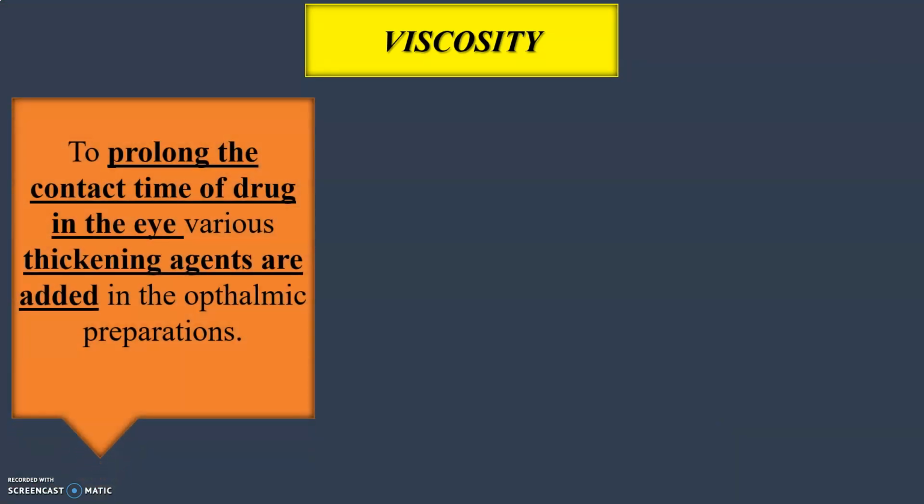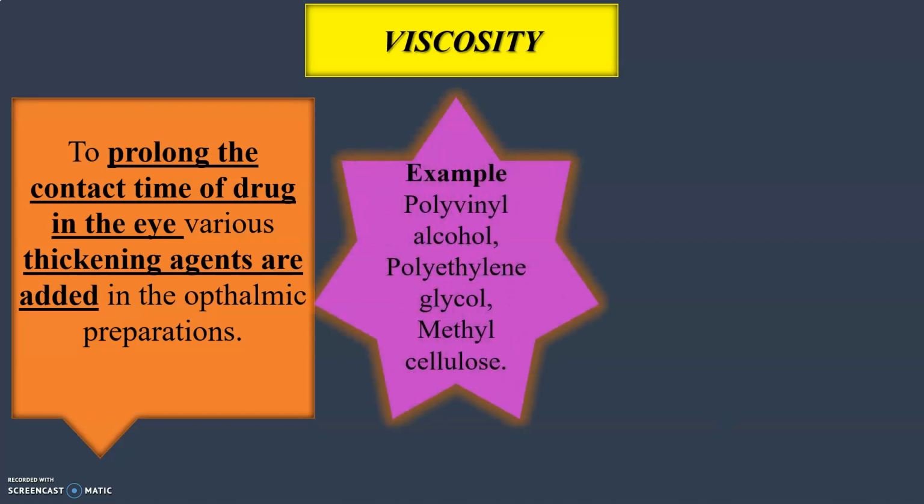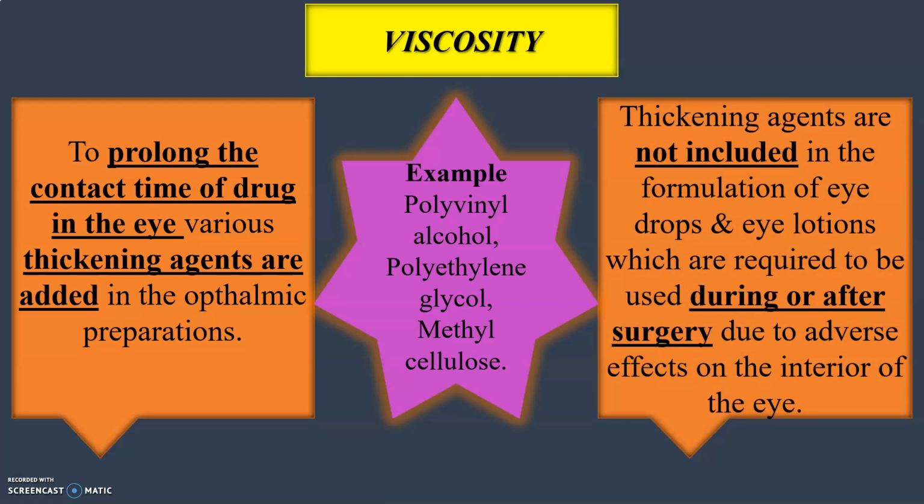Next essential characteristic is viscosity. To prolong the contact time of the drug in the eye, various thickening agents are added in the ophthalmic preparations. Some of the examples are polyvinyl alcohol, polyethylene glycol, and methyl cellulose. The thickening agents are not included in the formulation of eye drops and eye lotions, which are required to be used during or after surgery, due to adverse effects on the interior of the eye.